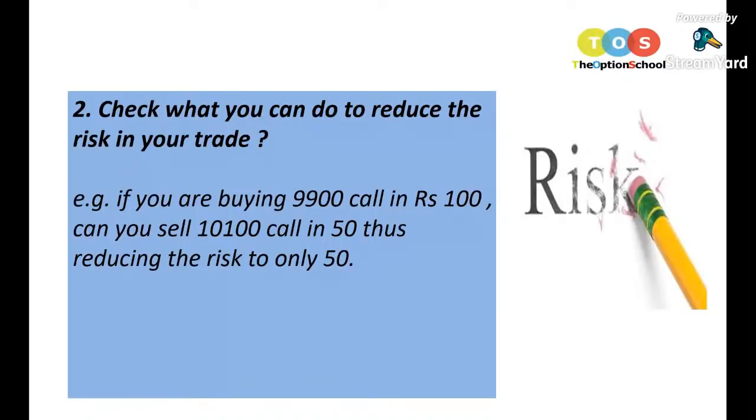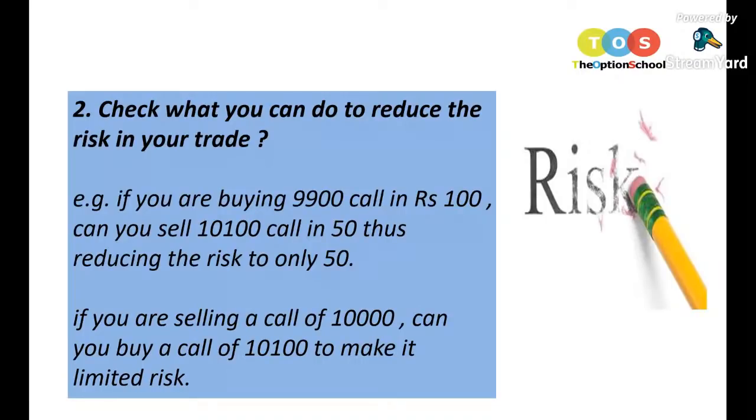Now from 100, you have ultimately reduced the risk by 50% if you have just taken another step in your trade. Many times, I'm really surprised traders do not know that they can do these things also. If you're selling a call of 10,000, can you buy a call of 10,100 to make it a limited risk? So there are so many options. That is why the name options is there. There are so many options which give you a handle that the risk can be reduced.